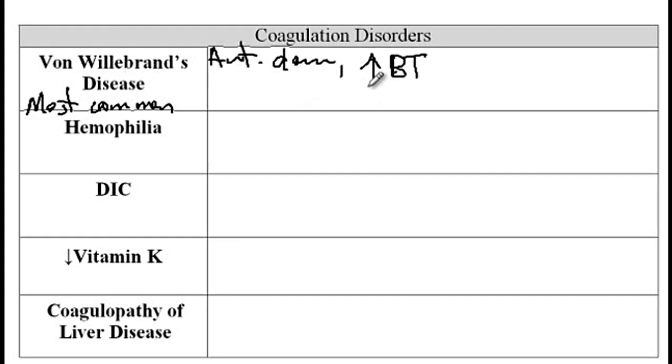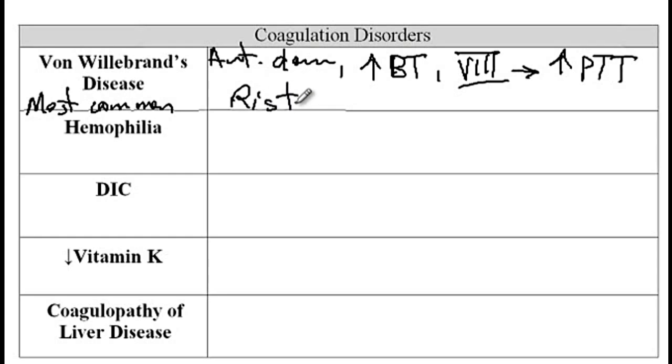And von Willebrand factor is also responsible for carrying factor 8. So since there is also deficiency of factor 8 in these patients, therefore there would also be increased PTT in these patients. And then you can use the ristocetin induced platelet aggregation to detect von Willebrand disease. Now the treatment for von Willebrand disease is desmopressin, and what it does is that it induces the release of the von Willebrand factor from the Weibel-Palade bodies of the endothelial cells.